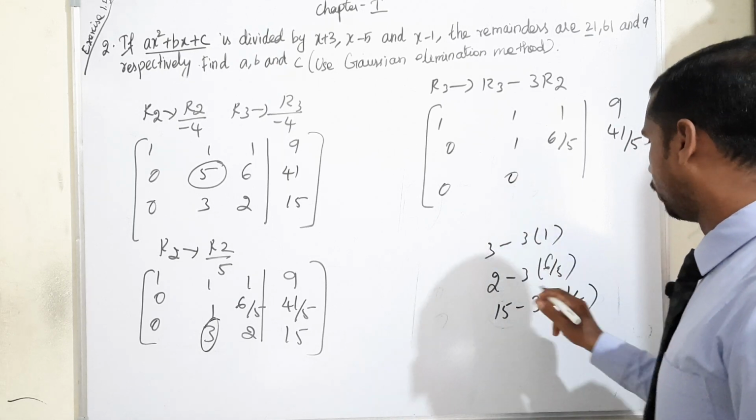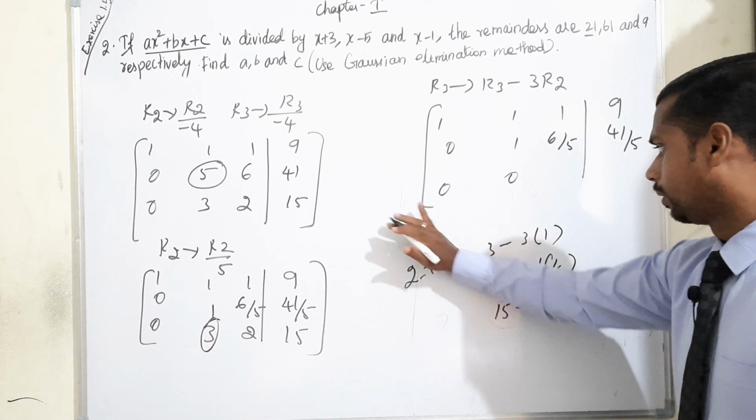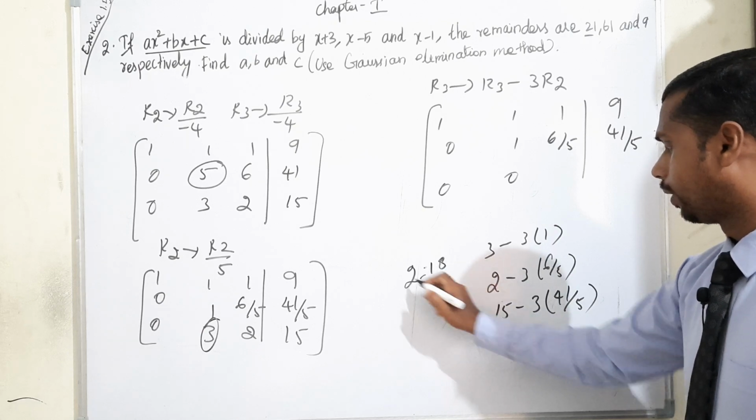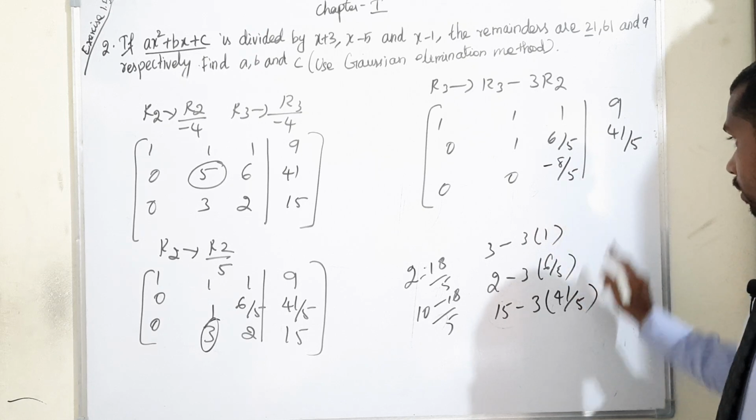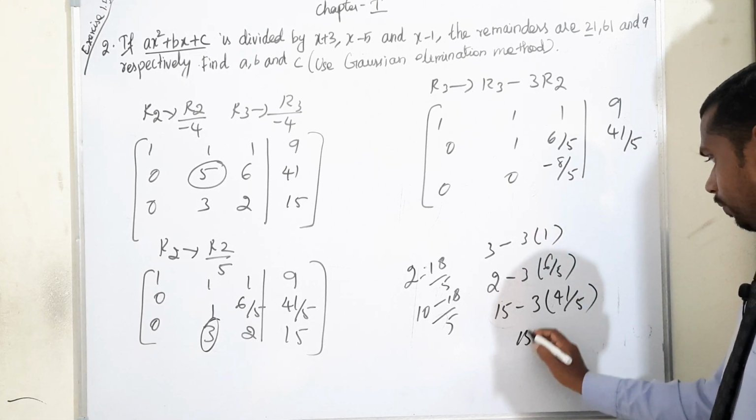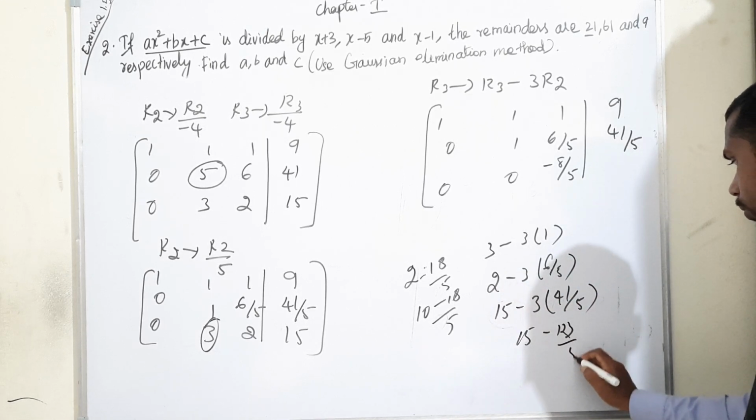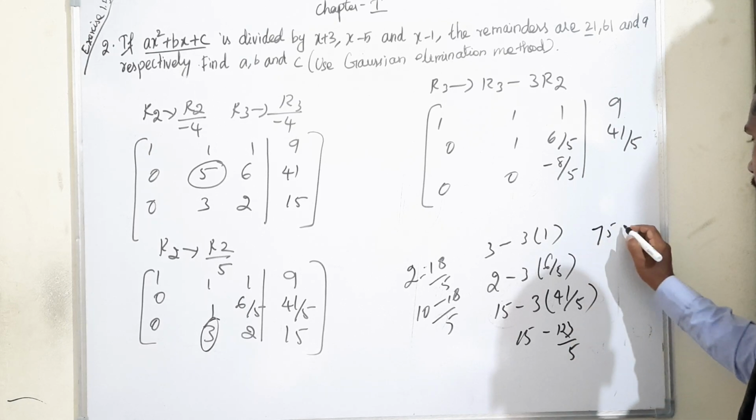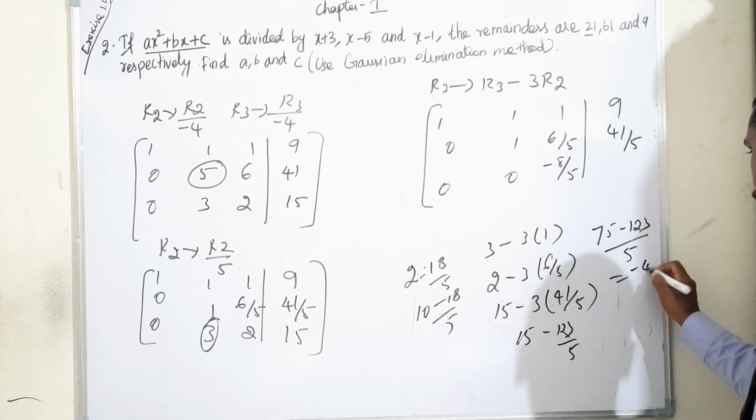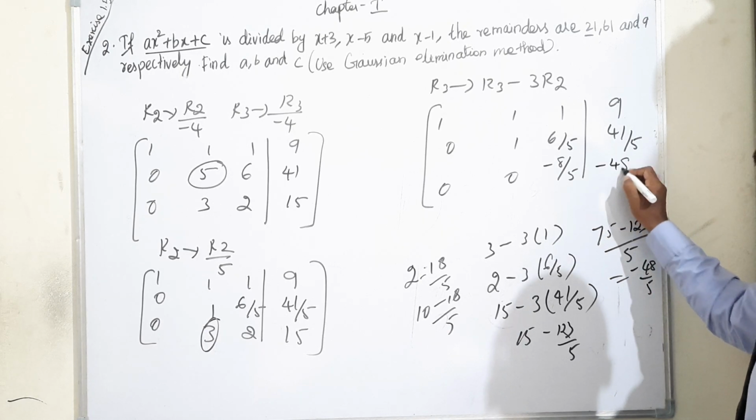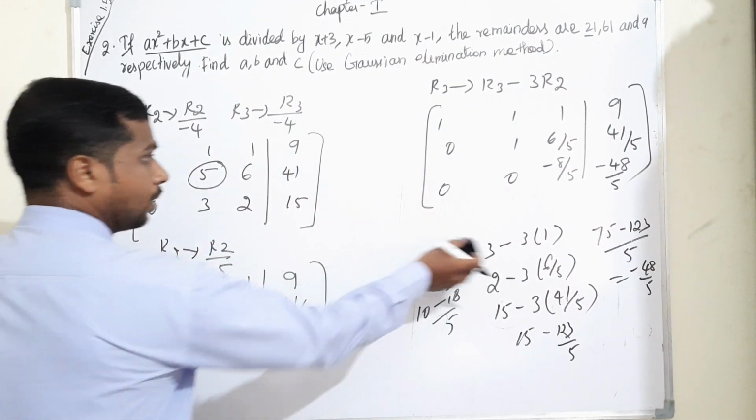3 minus 3 is 0. 3 sixes are 18, isn't it? So 2 minus 18 by 5. 2 fives are 10, 10 minus 18 by 5, so minus 8 by 5. Last term, 15 minus 41 into 3 means 123, isn't it? 123 divided by 5, 15 into 5 is 75, isn't it? 75 minus 123 divided by 5 means 80, 43, 48. So minus 48 divided by 5. This is called minus 48 divided by 5. So listen, the final term, isn't it?